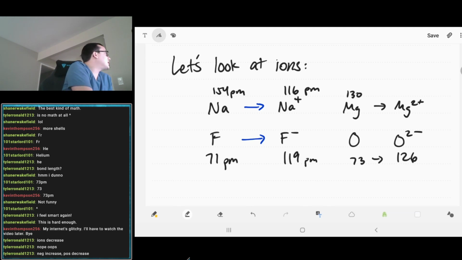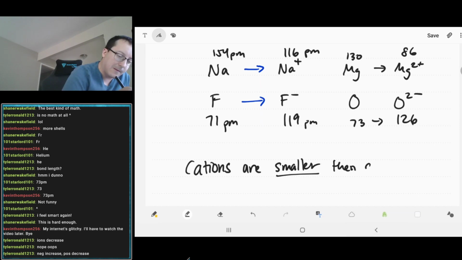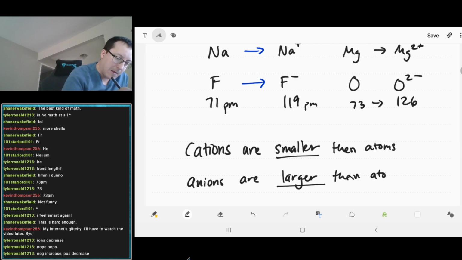And magnesium 2 plus, is, where are you? Magnesium 86. You are absolutely right. So cations are smaller than their atoms would be. And anions are larger. Why?